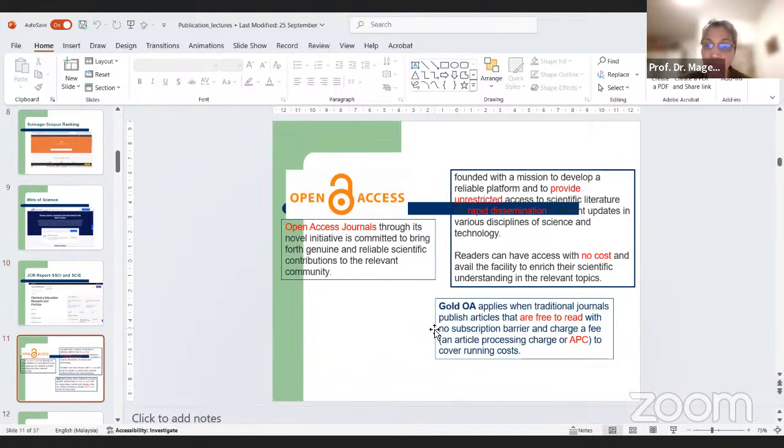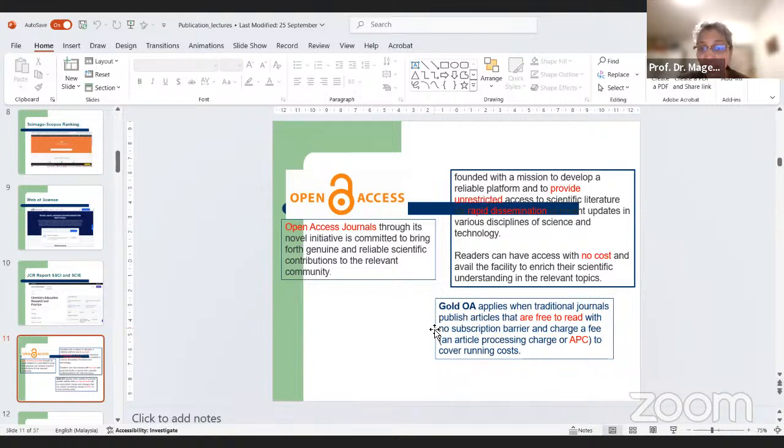But I don't know why you want to pay so much money to get your work published, because I believe I worked so hard to get this article, and on top of that I want to pay to get it published. I don't think I want to do it. So I will never go for open access.